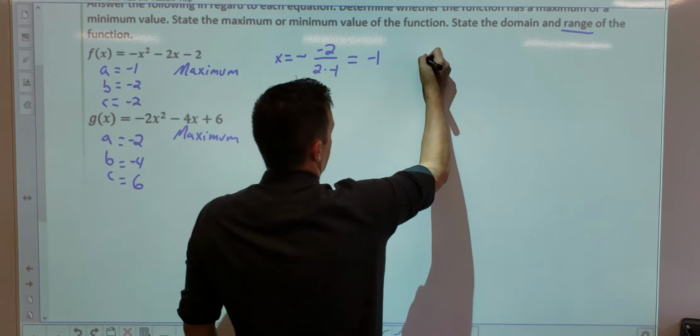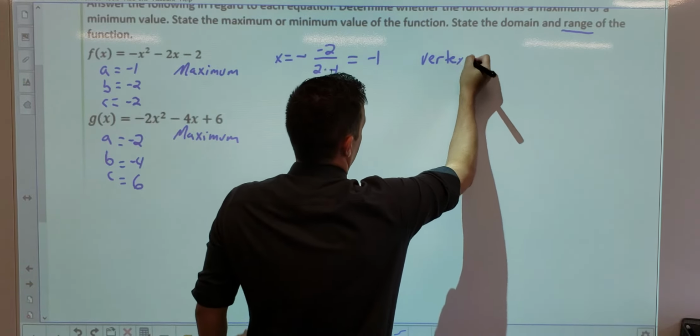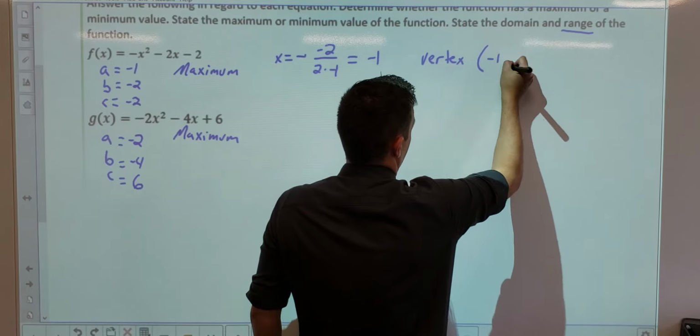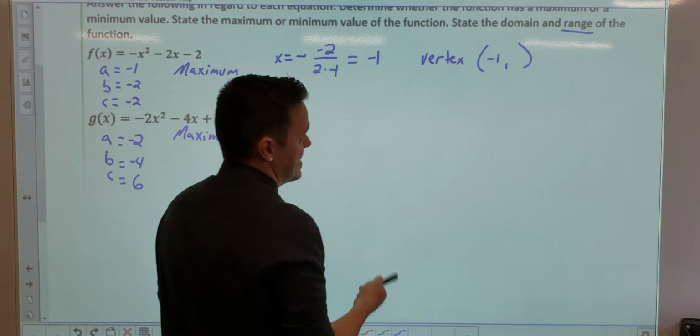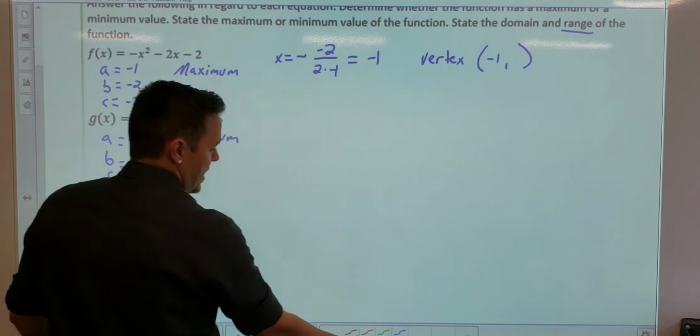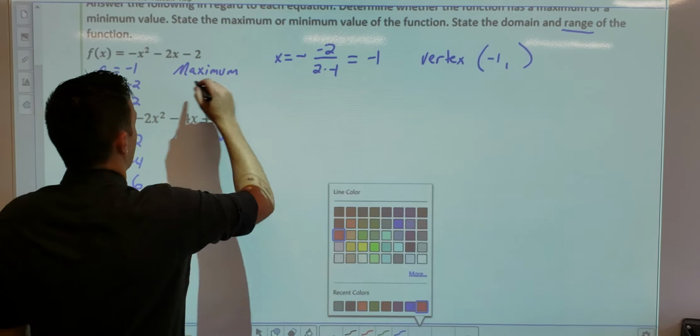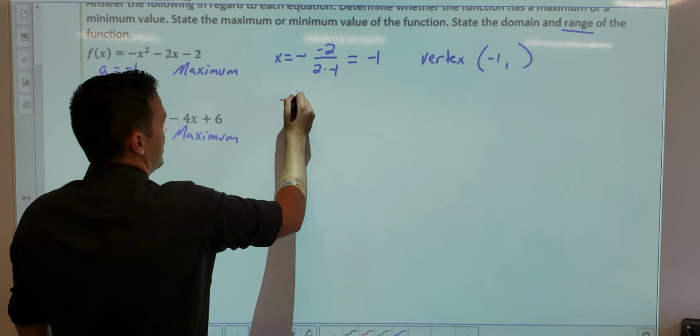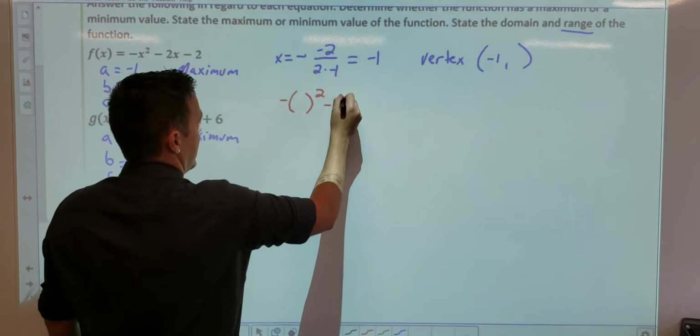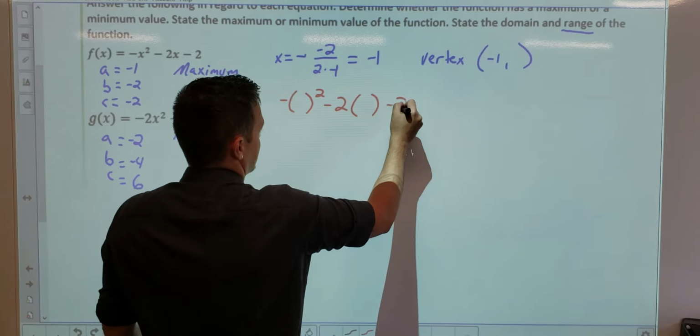Okay, so we know our vertex point is negative 1, something, right? So we need that something to get our range. So that's when you plug it back in. Hopefully you guys understand what we're doing here. So we got negative, and then it's squared, minus 2, and then it's minus 2 again, right?